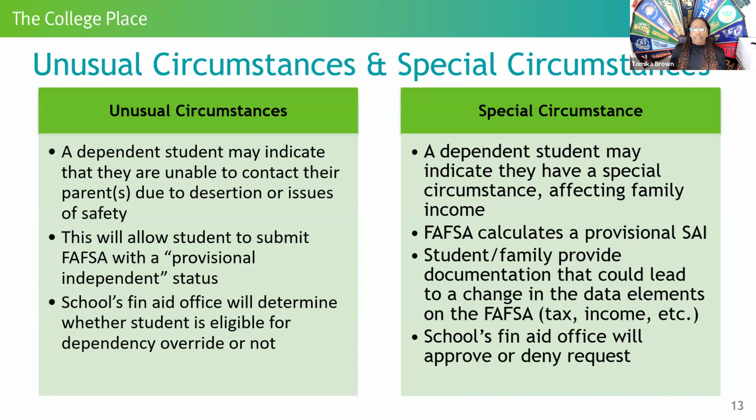So with a special circumstance, a student will make that selection on the FAFSA application, and then the app will calculate what's known as a provisional SAI. Again, the student will follow up directly with the financial aid office at their respective college or university where they've been offered admission, providing information as necessary, and then the school's financial aid office will determine whether or not it warrants a change in the student's SAI based on the documents they are provided.